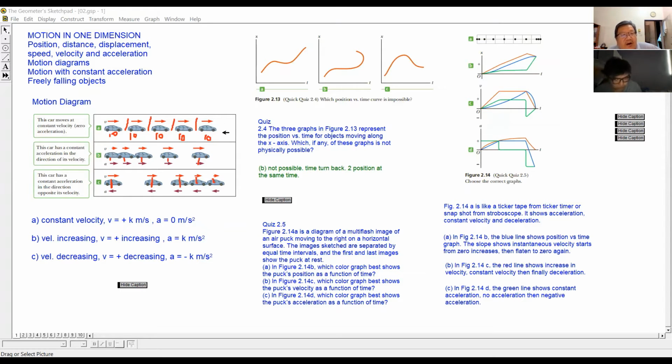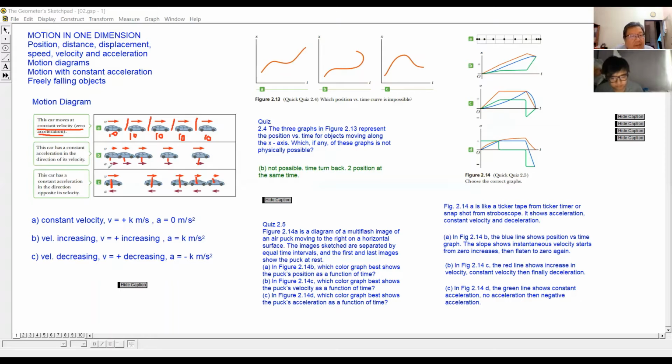If the velocity is constant, what can you say about the acceleration? So when the velocity is constant, I better underline: the acceleration is 0. When the velocity is constant, the acceleration is 0.